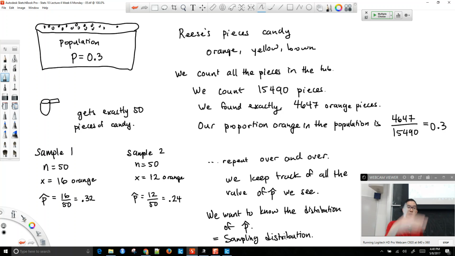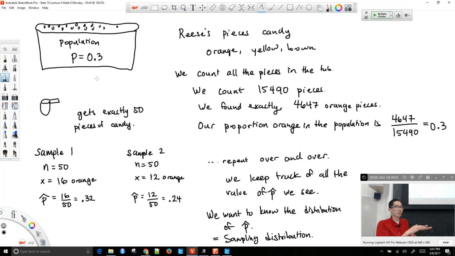We're going to just repeatedly draw pieces of candy. We know that the population is exactly 30% orange. So what do you think will be common values for p hat? If we know that the tub is exactly 30% orange, and I scoop out 50 random pieces of candy, dump them out and count how many are orange, what do you think would be a very common value? Yeah, 15, or 30% orange. We would expect something around 30% orange.